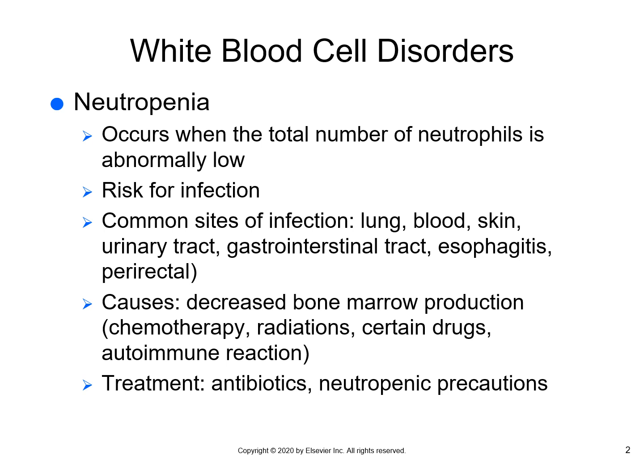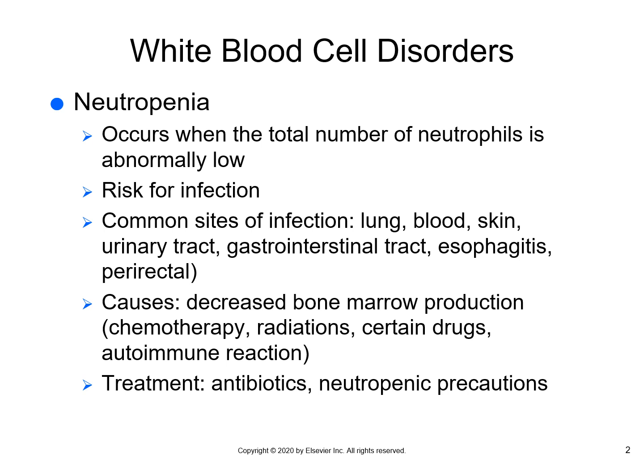Number one is neutropenia. This occurs when the total number of neutrophils is abnormally low. Neutrophils are one type of white blood cell. So if there's an abnormally low level of white blood cells or neutrophils, the patient will have an increased risk for infection.